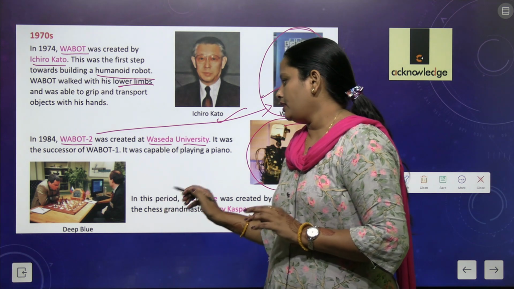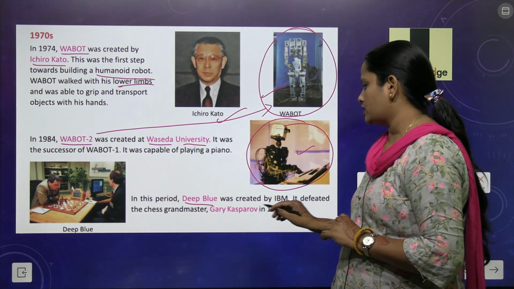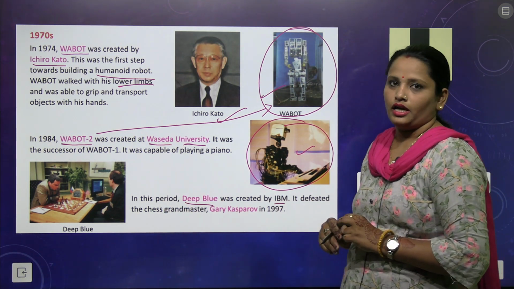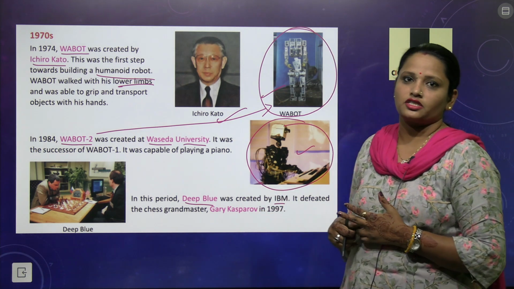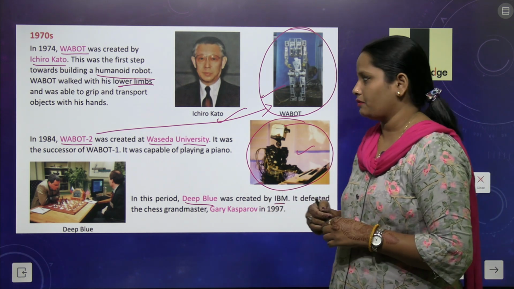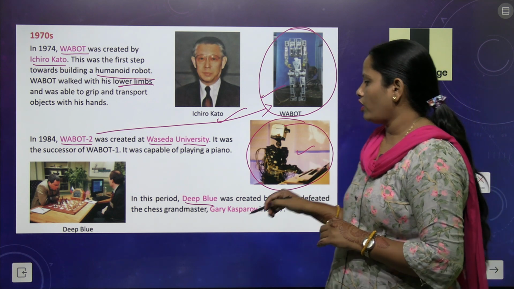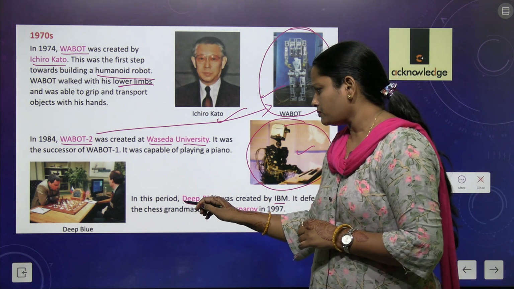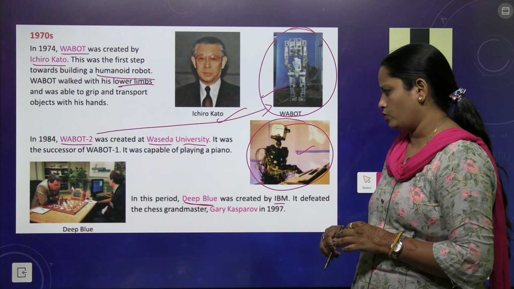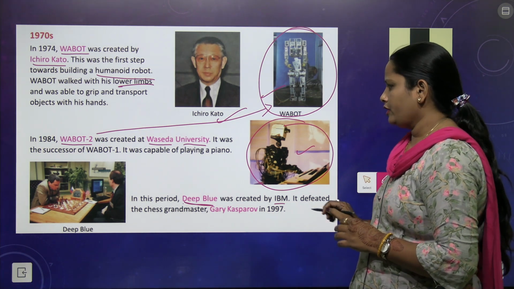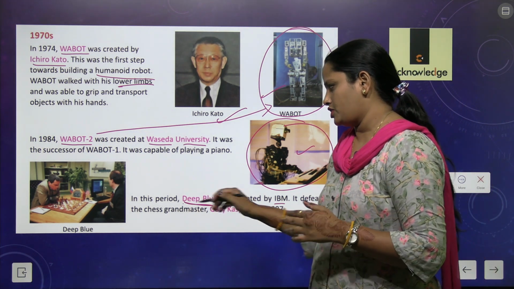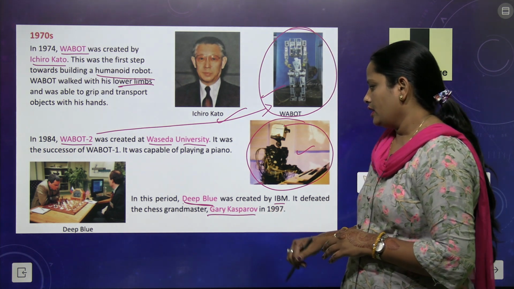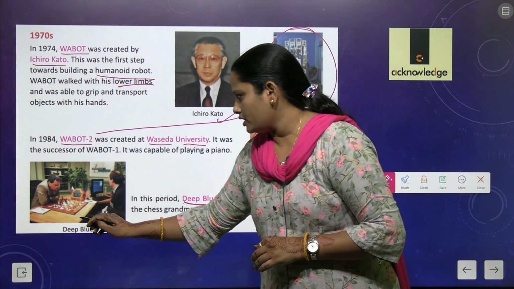In this period, Deep Blue was created by IBM. IBM is International Business Machines, a company that makes computers. So what it did, it made Deep Blue. It defeated the chess grandmaster Garry Kasparov. So here is Deep Blue.